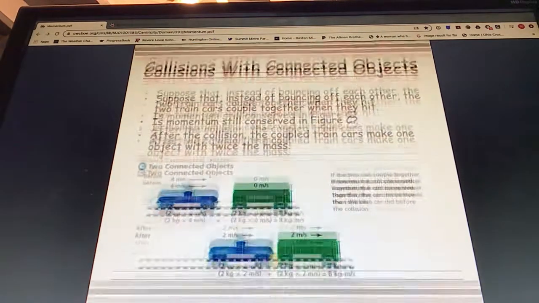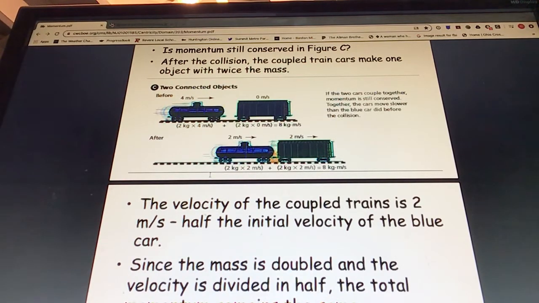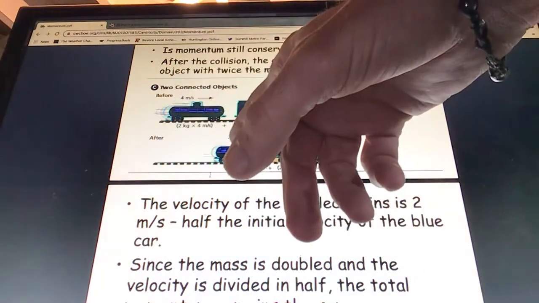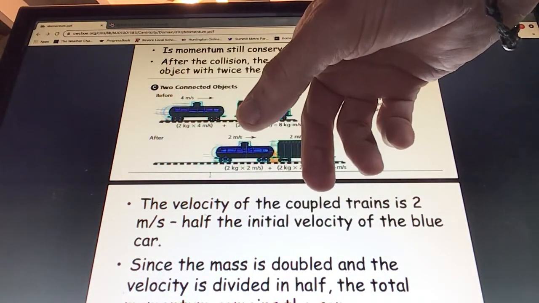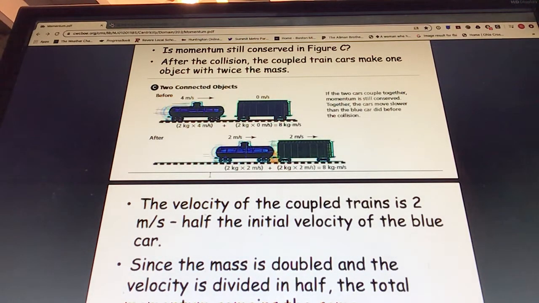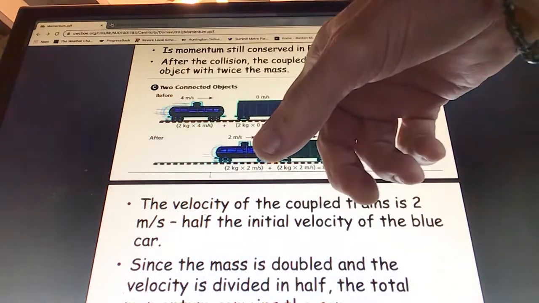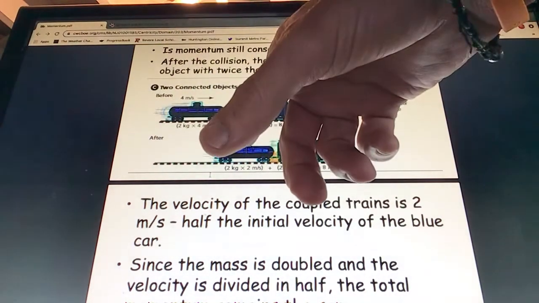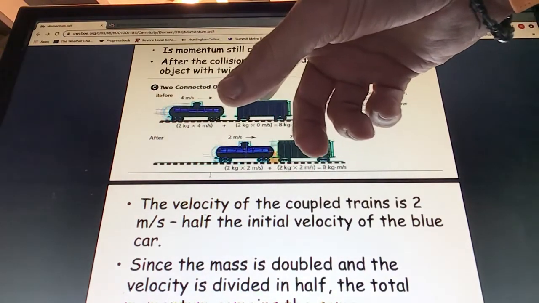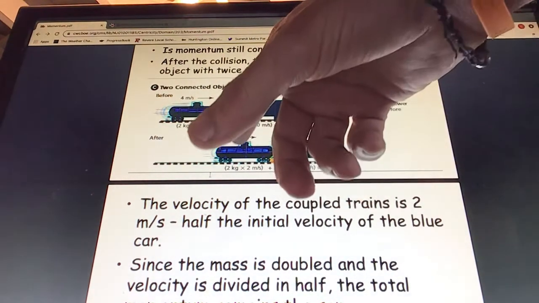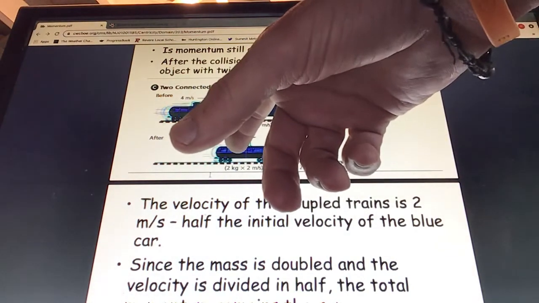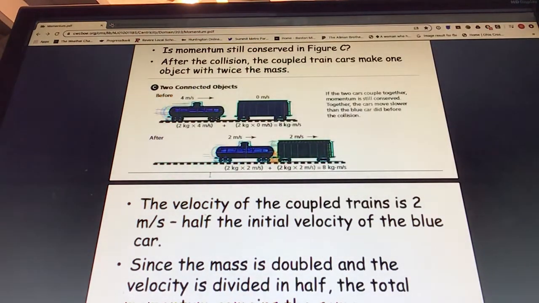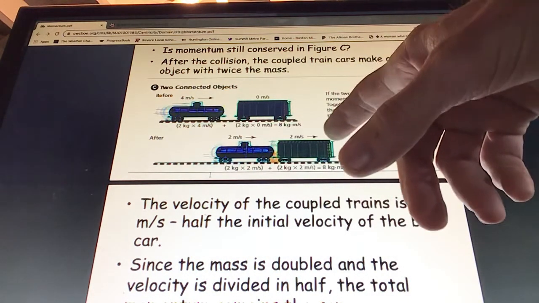And the last one is two connected objects. Okay. Here we go. Same blue car, 4 meters per second. The green one is moving 0, and they couple. Even though they're on impact, the trains couple and link together, and they're both traveling. The blue one loses speed, loses momentum, the green one gains speed, gains a little momentum, and they both end up moving down the track at a combined 2 meters per second. And the momentum is the same, 8 kilograms times meters per second.